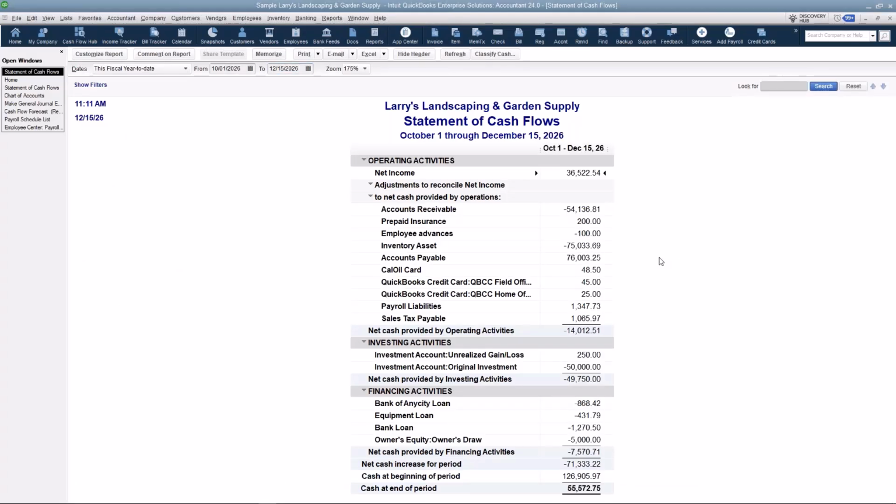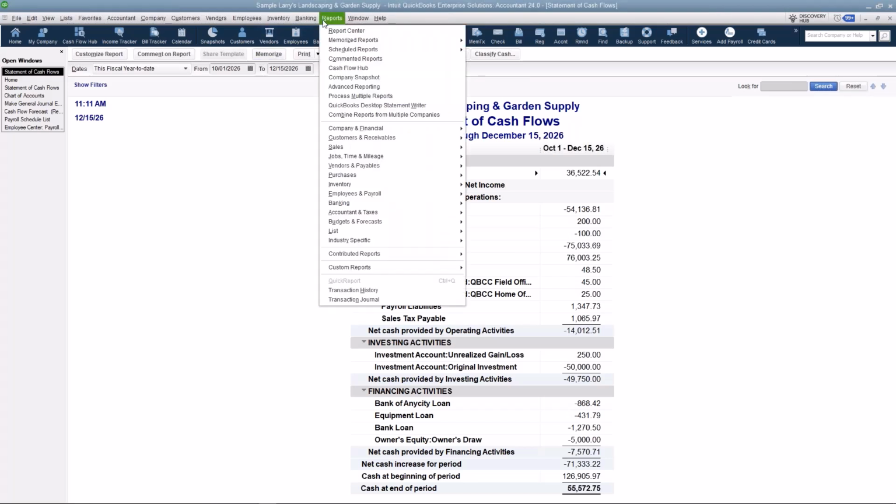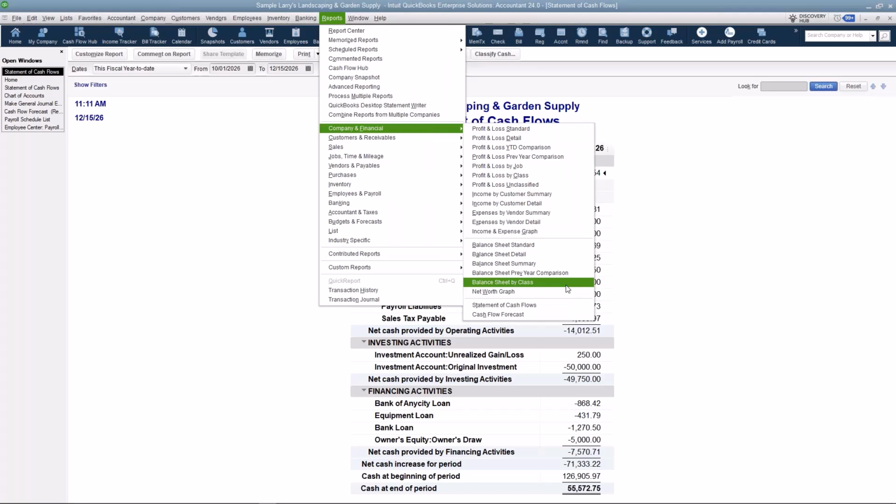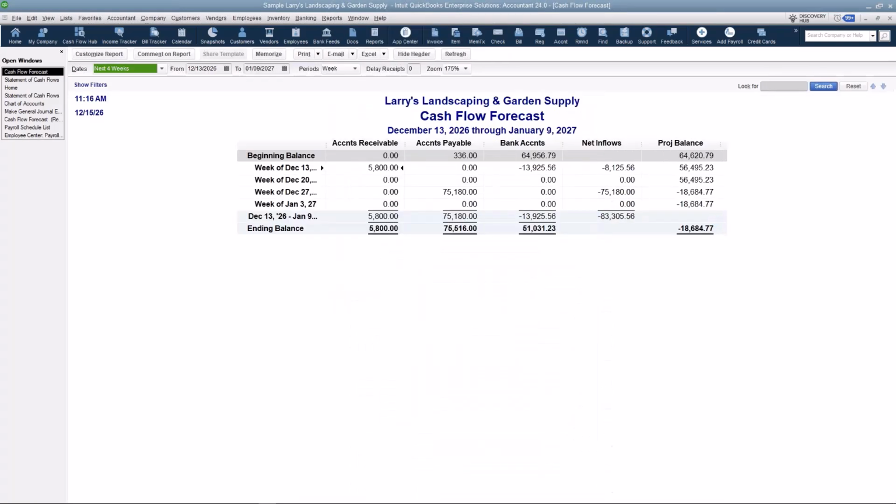So there are a lot of things that we can look at if we start to see consistent negative cash flow, okay? So that's a statement of cash flows. This is a historical look at where we have been, okay? If we wanted to look forward a little bit, we could look at QuickBooks cash flow forecast, okay? And that's going to be right over here, right under our statement of cash flows.